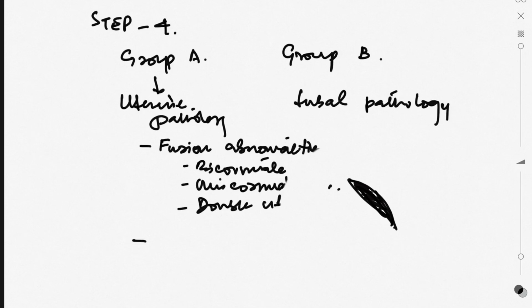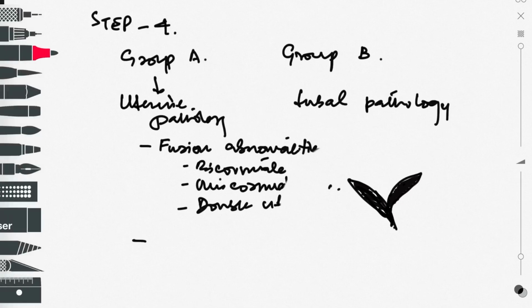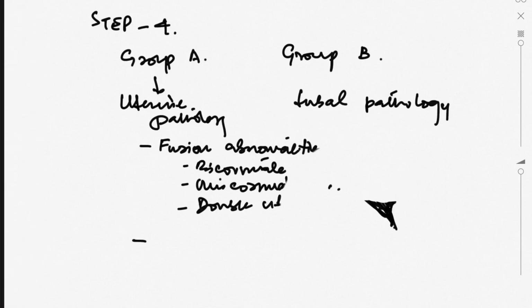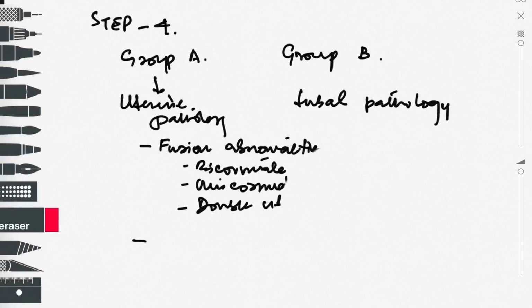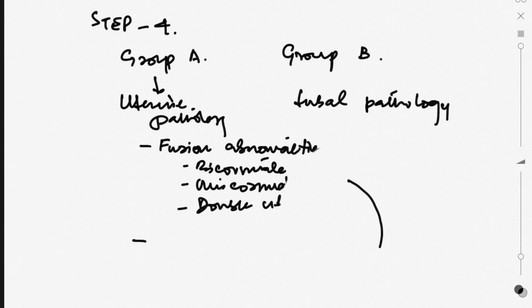Then it can be bicornuate, the two halves, there is a center cut, or it can be a double uterus, and each half is having respective tubes. These are the fusion abnormalities.